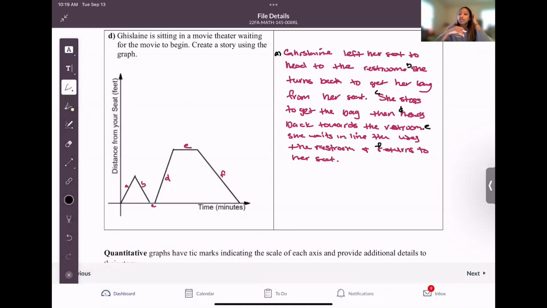All right. So again, when you have problems like this where you have to tell the story, I'm not going to be grading you on how interesting your story is. I don't really care much about that, but it'll be fun to read interesting ones if you want to make it interesting. I'm more looking for you understanding that the increasing line means that she's going away from the seat. The decreasing line means she's coming towards the seat. The horizontal lines represent times where the distance isn't changing. So for part C, she's at the seat for that small amount of time. For part E, she's in the restroom for that amount of time. And then again, we have that decreasing line that's going back towards the seat. All right.